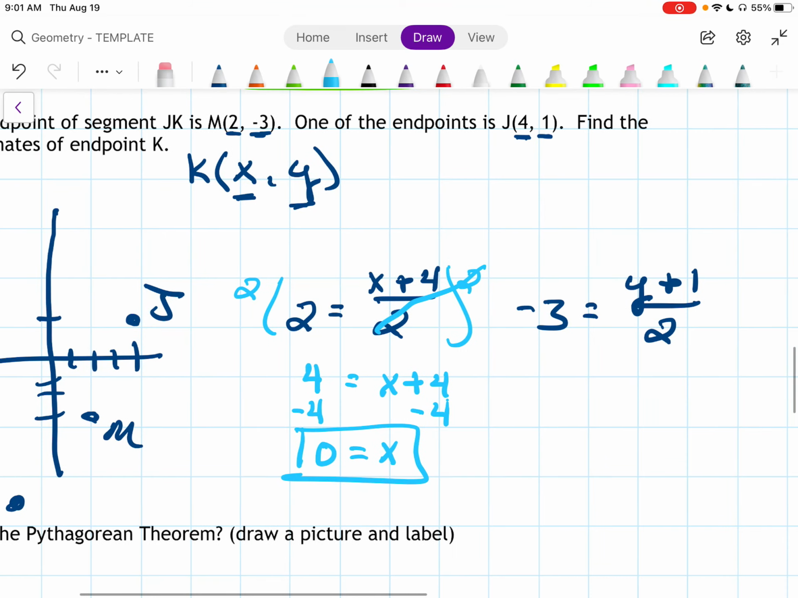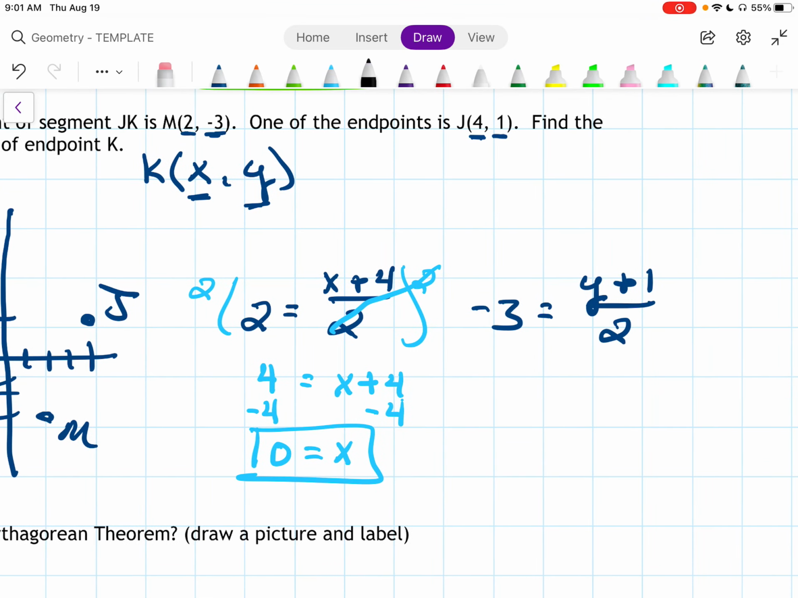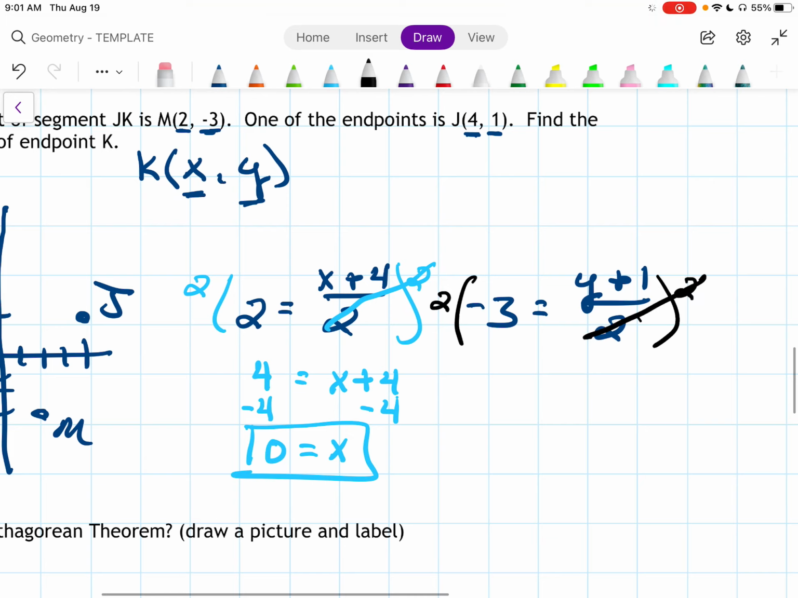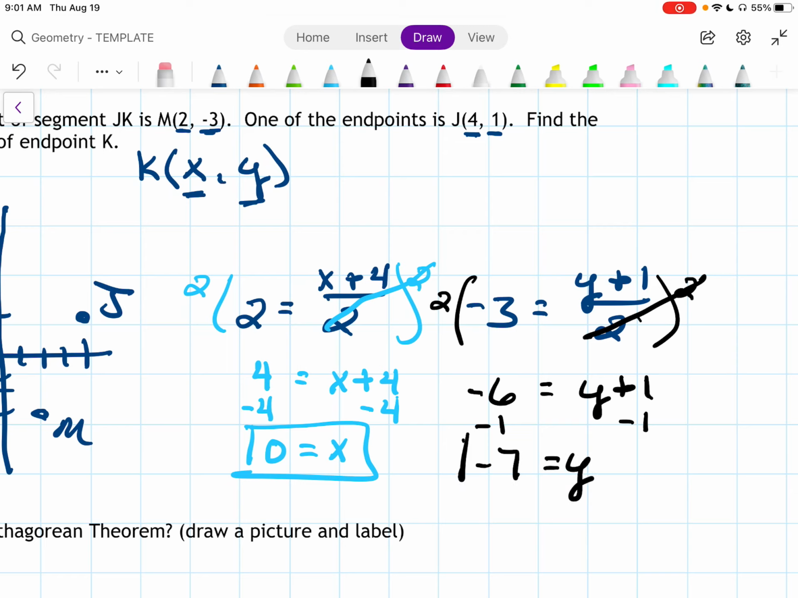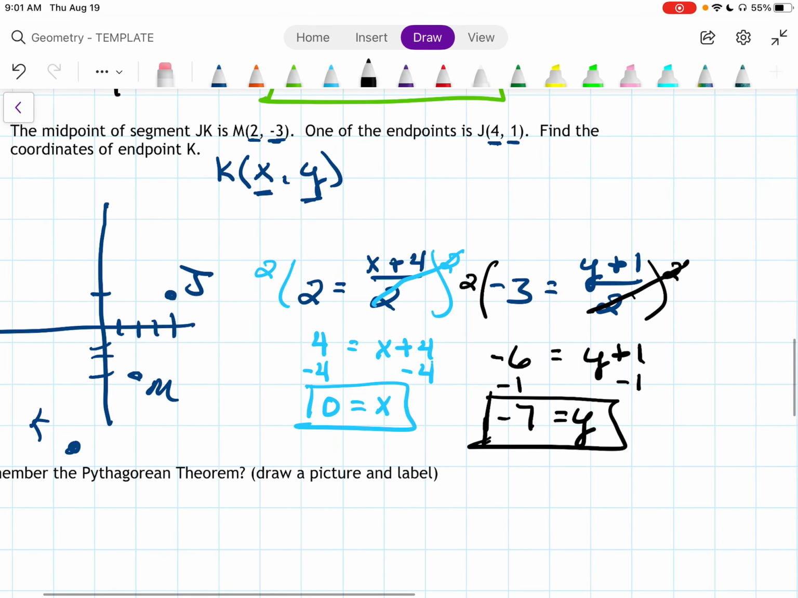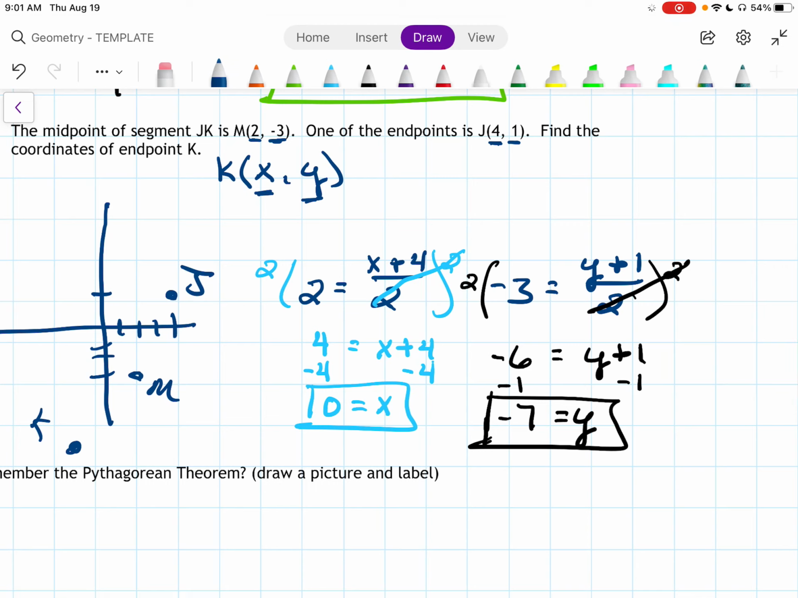Now let's work on the right side here. Again, I'm going to start off by getting rid of that fraction. I'm going to multiply everything by 2. On the right side, it cancels. On the left side, I'll have negative 6 equals y plus 1. I subtract 1 from both sides, and I get negative 7 equals y. So what I've done here is I've found my point K. It's supposed to be at 0, negative 7.